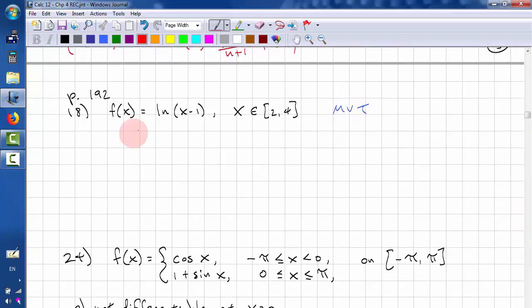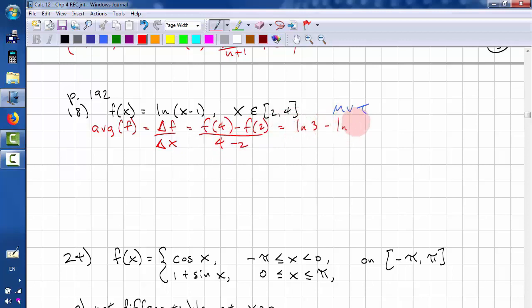Let's look at some more examples. On page 192, exercise 18, f of x equals ln x minus 1 from the closed interval 2 to 4. And we want to use the mean value theorem to find our c. Okay, so the average rate of change equals delta f over delta x. That means we have f of 4 minus f of 2 over 4 minus 2. That's ln 3 minus ln 1 over 2. Ln 1 is just 0, so we have ln 3 over 2. Leave this as an exact value.